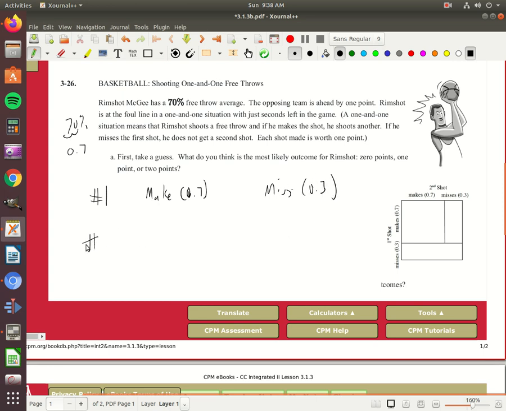If he makes it, he gets to shoot again. And again, that means he's 0.7 to make it. He's 0.3 to miss it. And over here, I don't need to keep going, because if he misses the first shot, there is no second shot. So now we go through, all right, well, what are the odds of this happening?